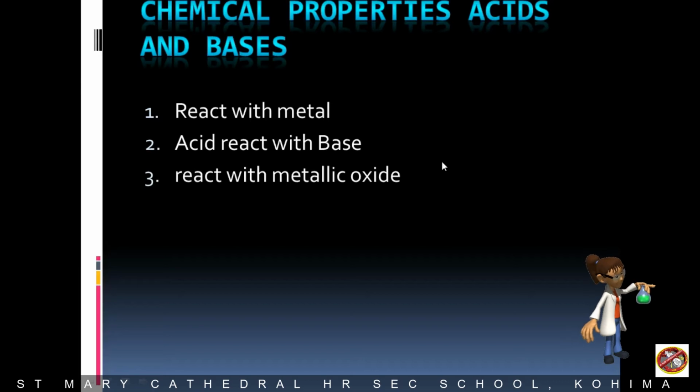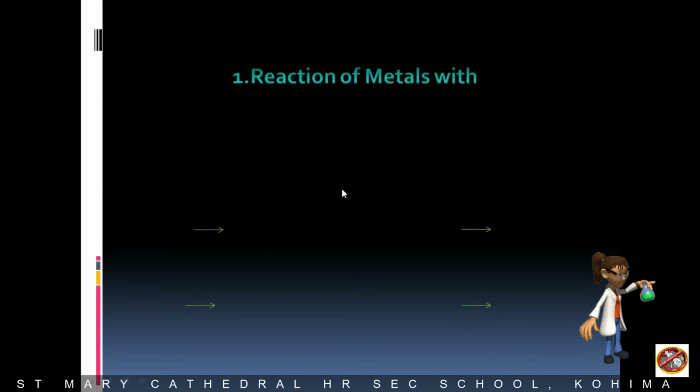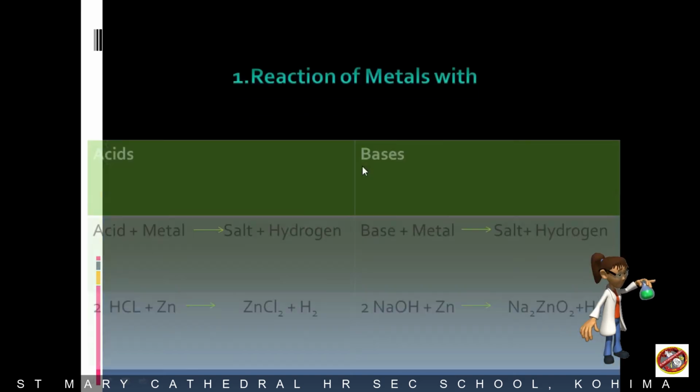Let us see the chemical properties of acids and bases. When we react them with metal, what will we get? What will be the product when acid and base react with each other? And what about metallic oxides? Let us see the first one: reactions of metals with acid and base.